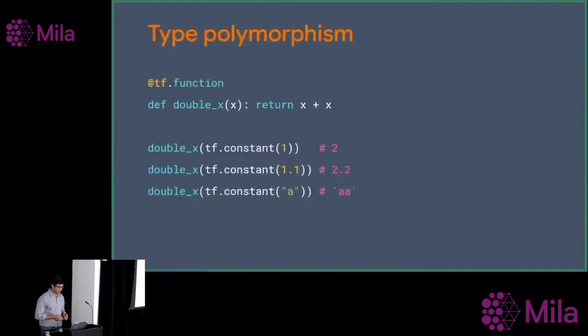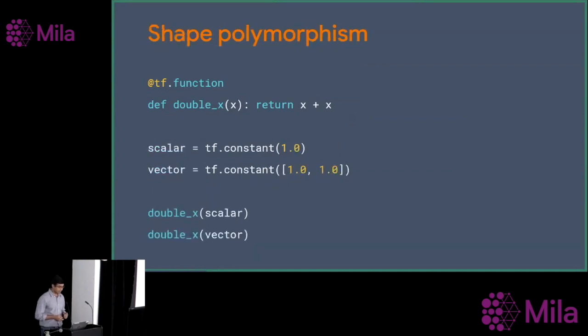So here's an example of type polymorphism. You have this function, x, which basically does x plus x. You can call it with an integer, a float, or a string. And you can also call it with different shapes of values. For example, you call it here with a scalar, and then you can call it again with a vector. But as I mentioned earlier, every time you call it with a value of a different shape, this function gets retraced. So you build the graph.